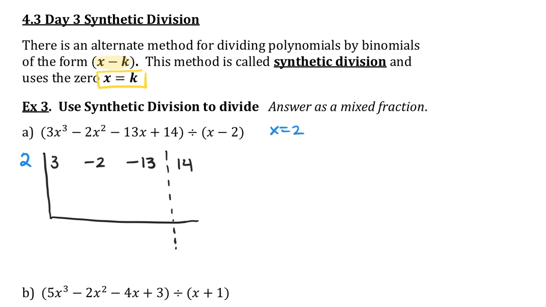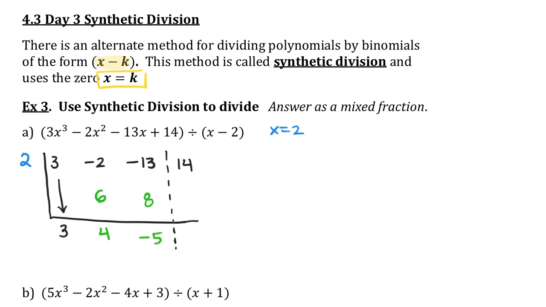Now the first number here, the 3, it just goes straight down to the bottom row. Now I do this number times this number and I put it here. So 2 times 3, 6. Now I add this column up. Negative 2 plus 6 is 4. Now I'm going to repeat. I'm going to do this times this, and I'm going to put it here. So 2 times 4 is 8. Then I add down. Negative 13 plus 8 is negative 5.